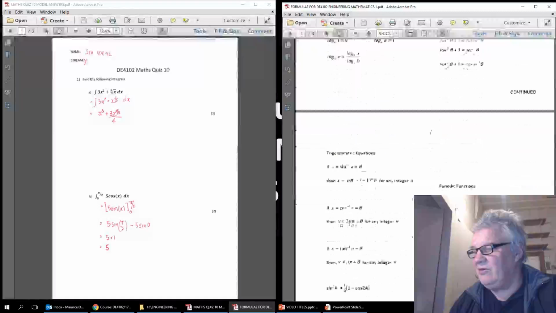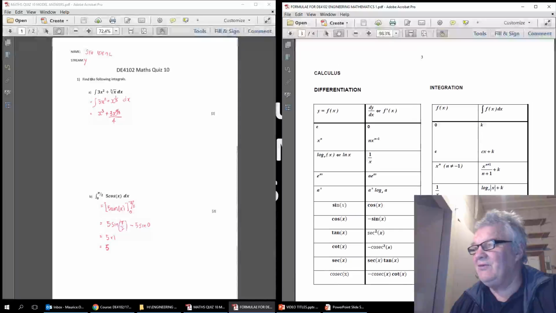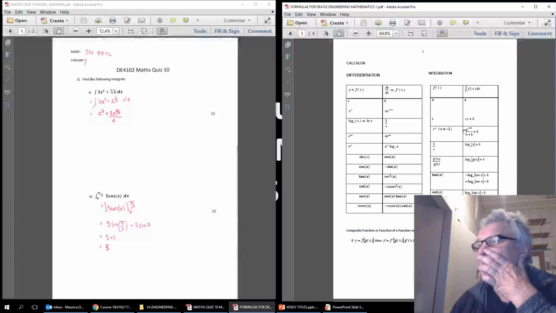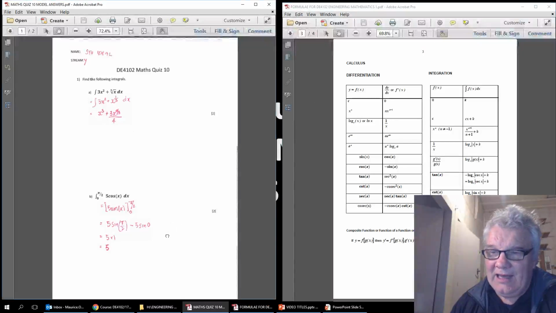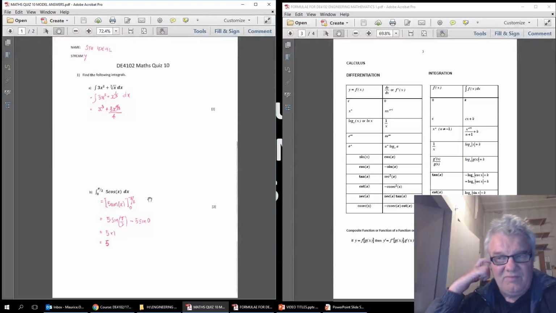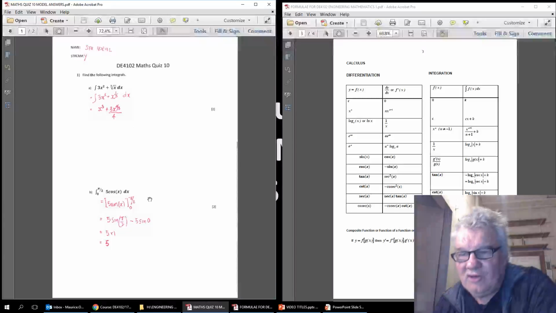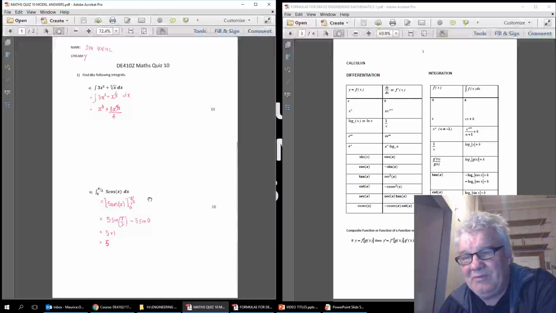So just here on the formula sheet, I may as well get the integration up and running so that we can just see what we're dealing with there. Okay, so this is integration here. So B, now this is one with intervals, so we've got to first of all find the definite integral, and then we've got to evaluate it between 0 and 2 pi.